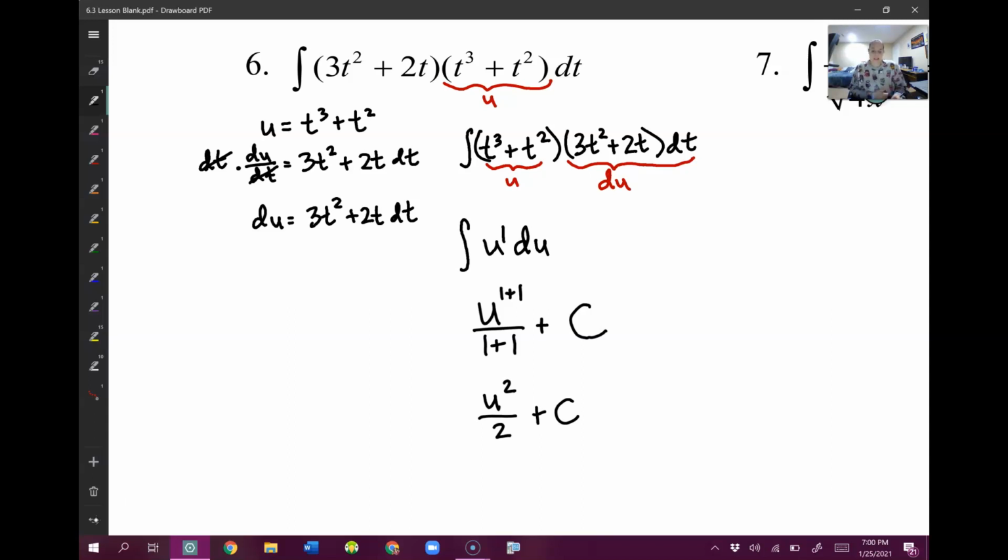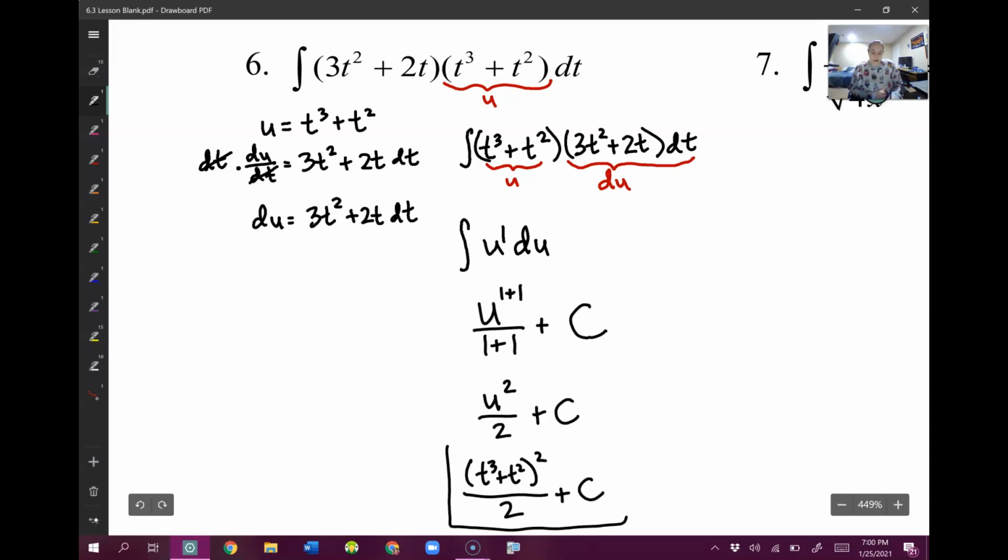And my last step is to resubstitute what u is back into my equation. So I go back up here to the top, there's my u, t cubed plus t squared. So I'm going to substitute that in. And there we go. There's our answer. So that is our first example of u substitution. In the next video, we'll do some more examples.